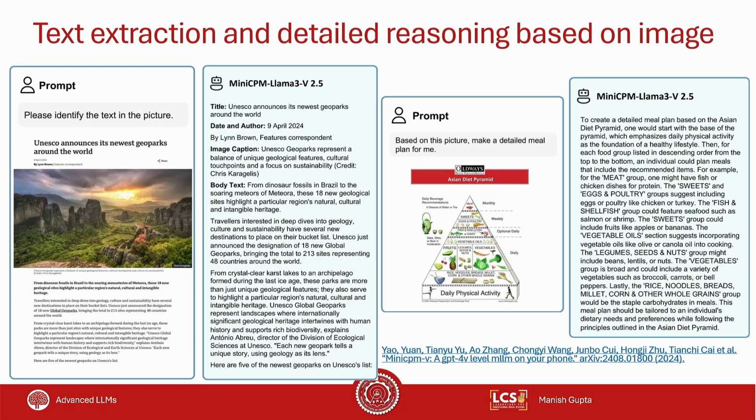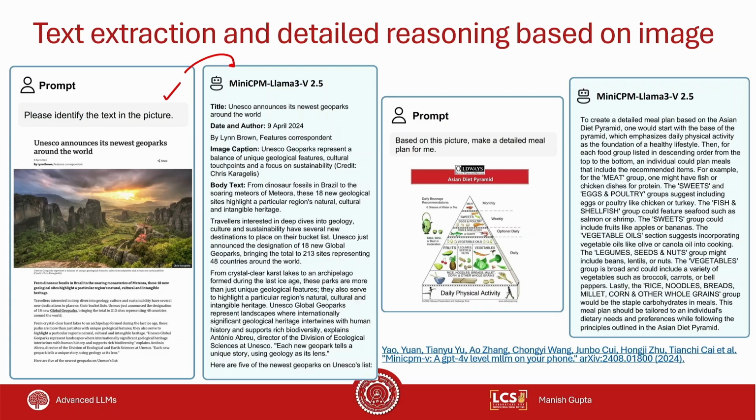More examples. These images are essentially snapshots of web text. So text extraction and detailed reasoning based on an image, where this is a snapshot of an article, and somebody could say, please identify the text in the picture. You might have heard about DeepSeek OCR, which came up very recently. It has super awesome capabilities of doing these kinds of things. It understands the text which is embedded in the image itself, right? And this is the response to this question: this is the text which is extracted. This is using MiniCPM-LLaMA 3, but yes, DeepSeek OCR is known to do even better.